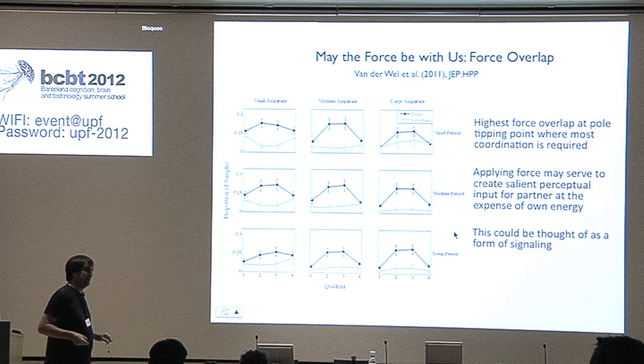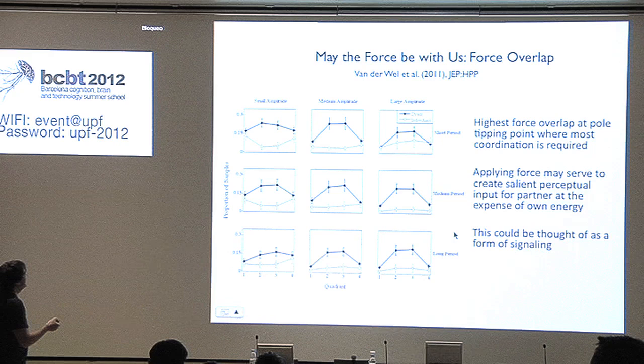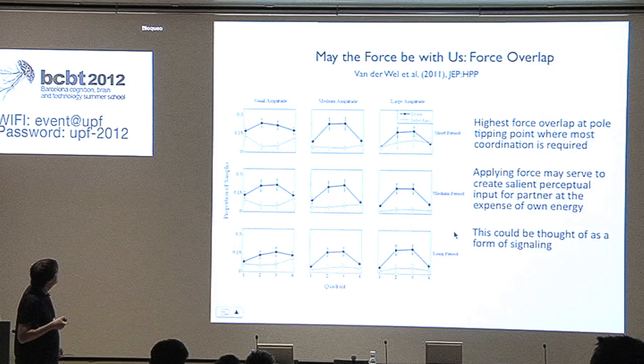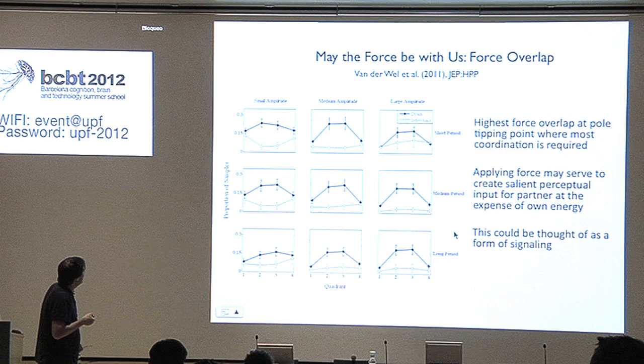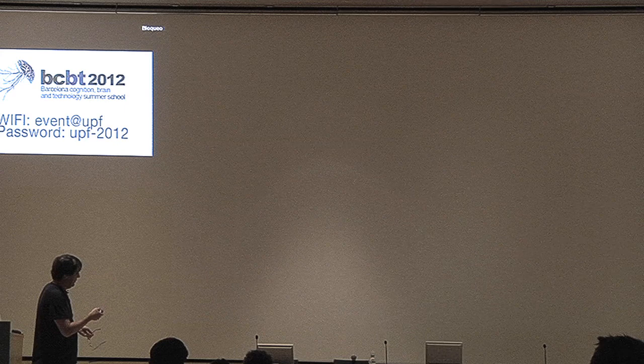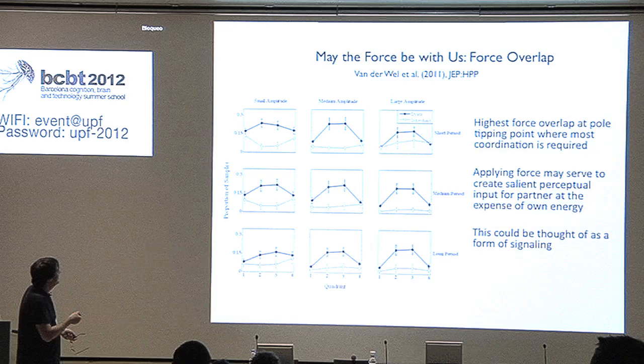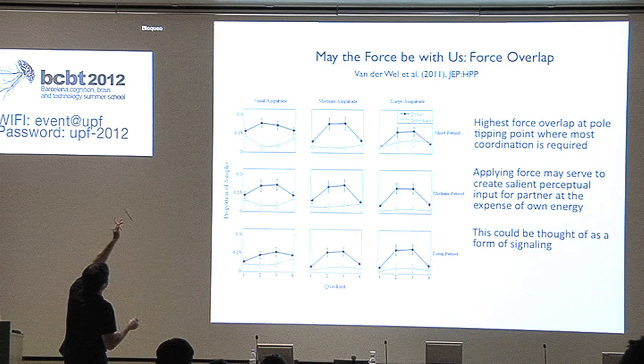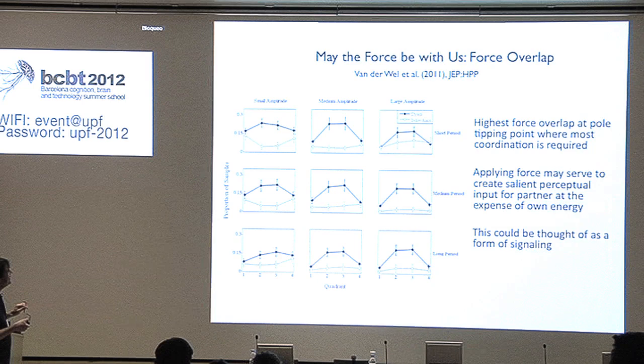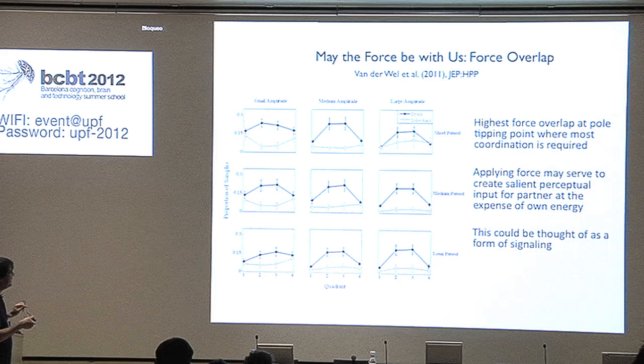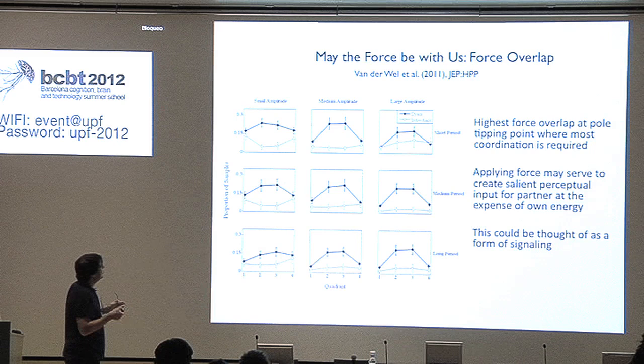Interestingly, you can also see that this force overlap occurs mostly in the middle of the trajectory. What this is plotting is the different spaces where the pendulum can be. So this would be very far on the left, this would be around the turning point, and that would be very far to the right. That's the way to read these graphs. You can see that the first force overlap occurs in the middle region, where the pendulum switches from one side to the other, and that's exactly where the coordination needs to take place.